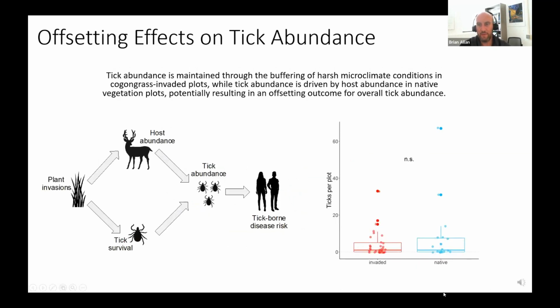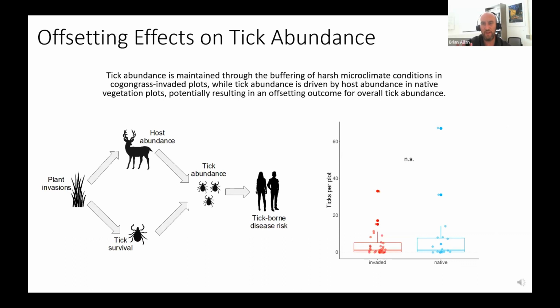And so what's really cool about this, let me draw your attention to this graph on the right here, is that when you actually compare the number of ticks we collected in the native and invaded areas using CO2 traps, there's no significant difference between them. We saw a comparable abundance of ticks in both native and invaded vegetation.